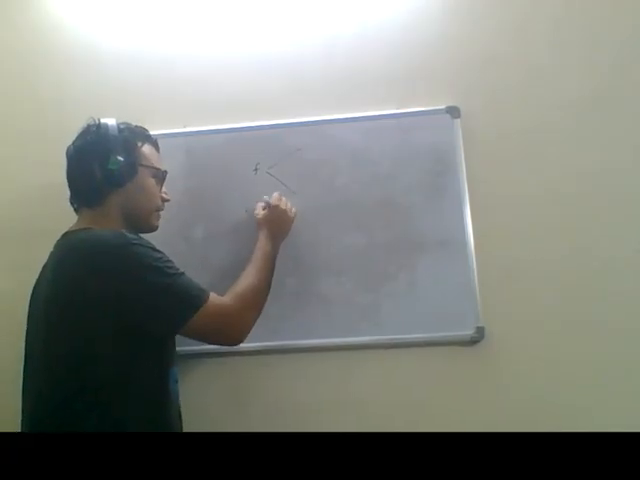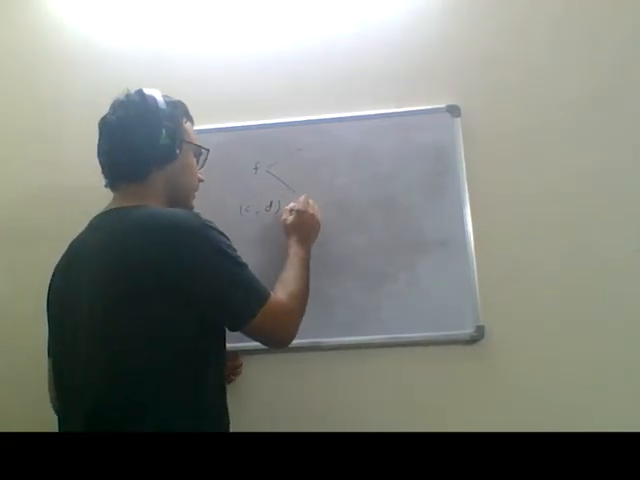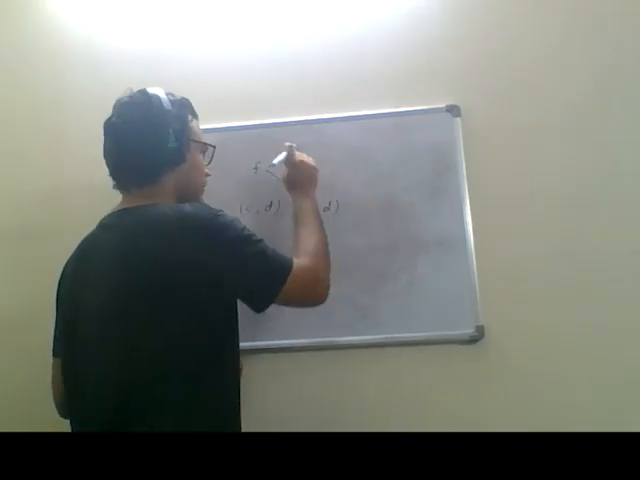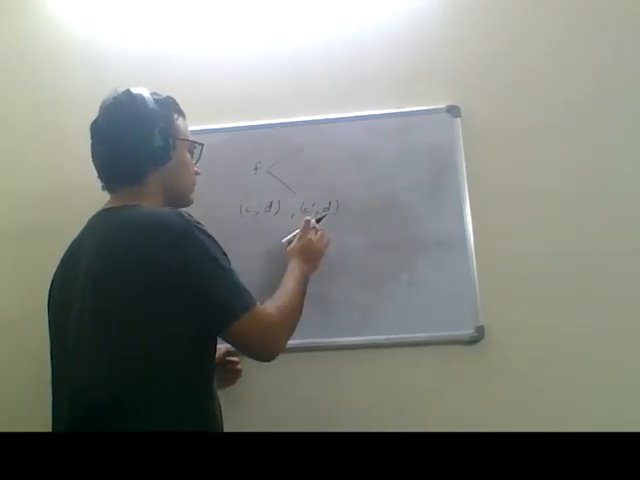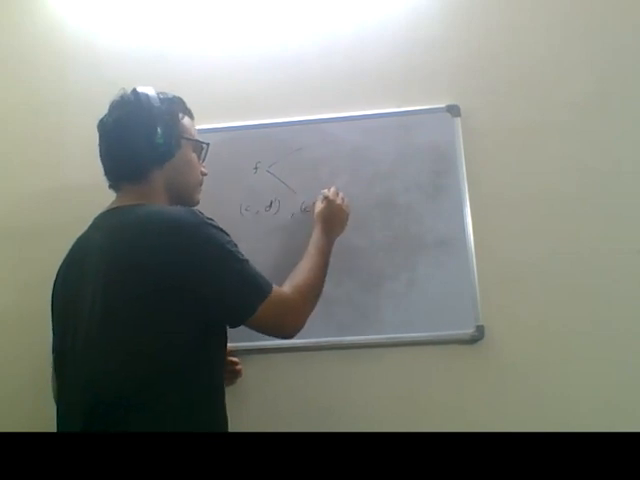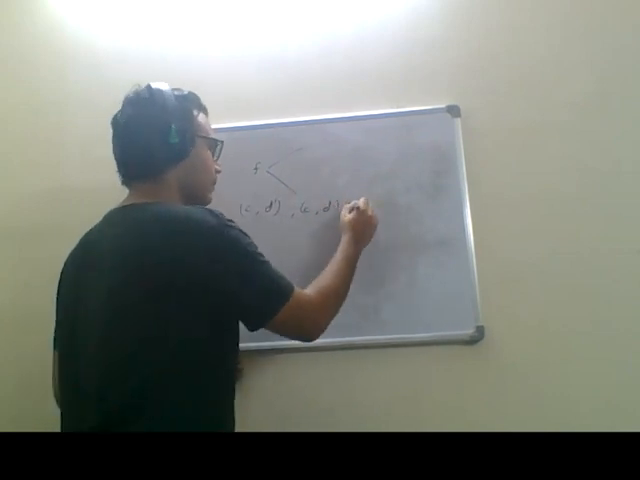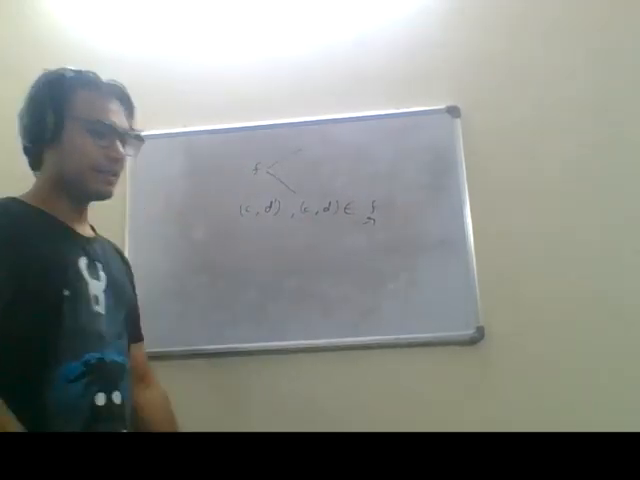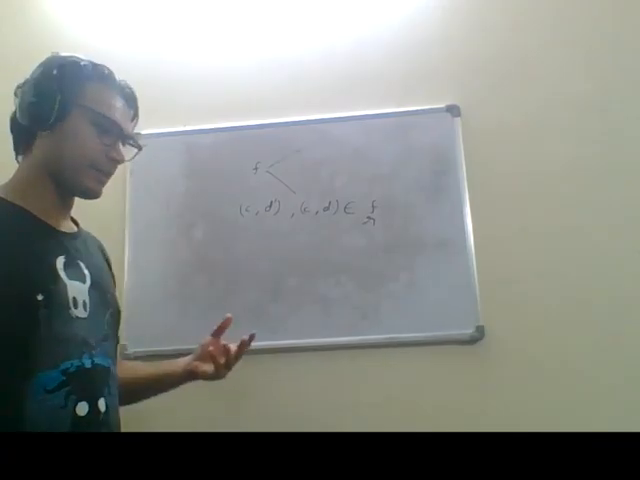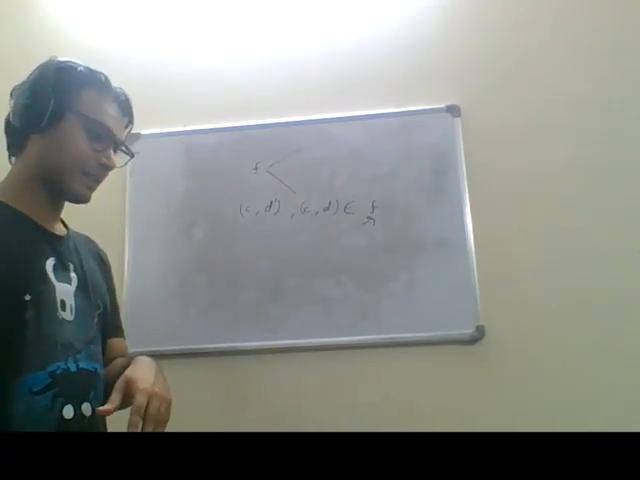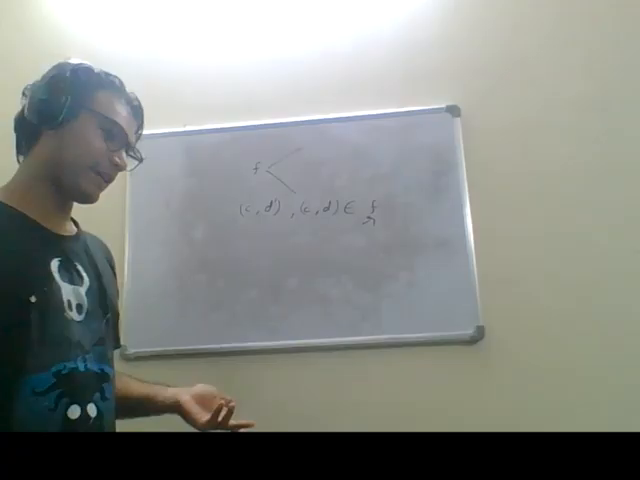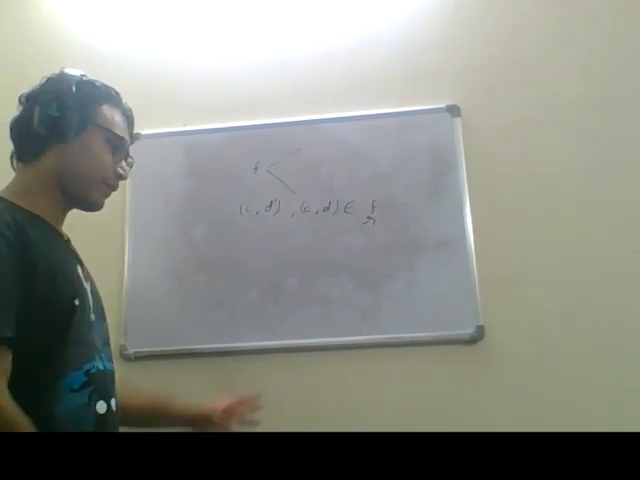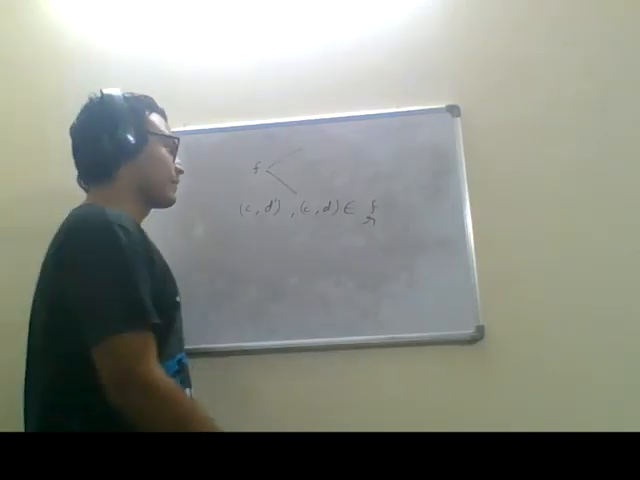If (c, d) and (c, d') are both in F, or R, or whatever you want, then d equals d'. A function is ultimately a subset of a Cartesian product, which will be defined even more rigorously later. But we have an ordered pair, so from that we can define it.